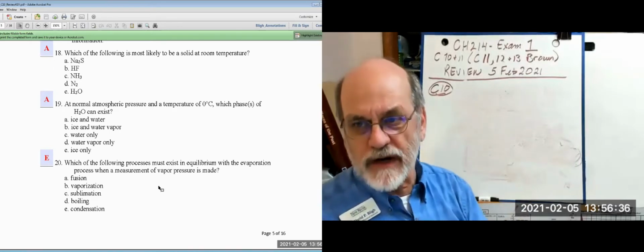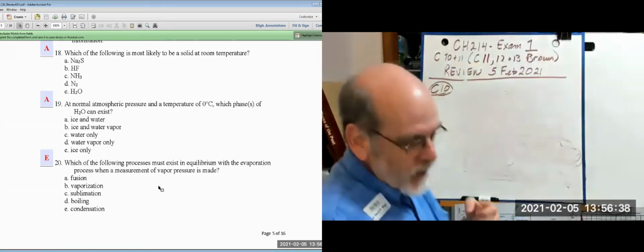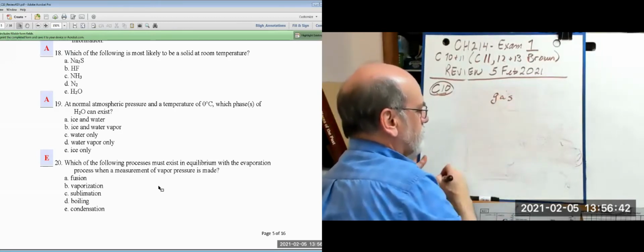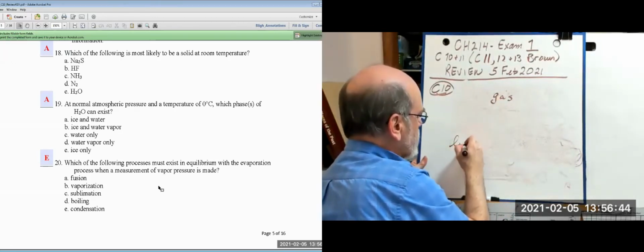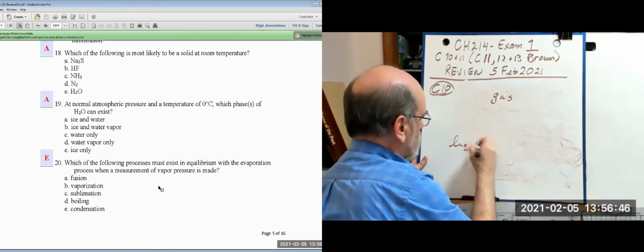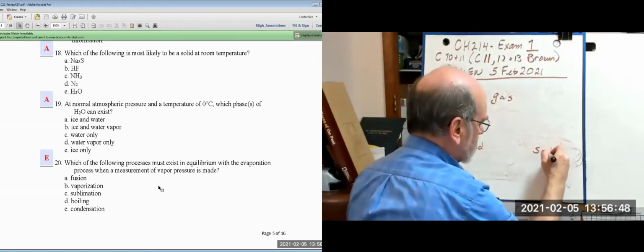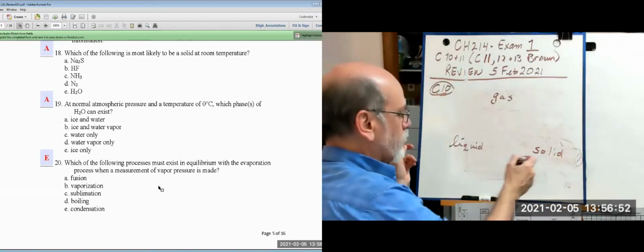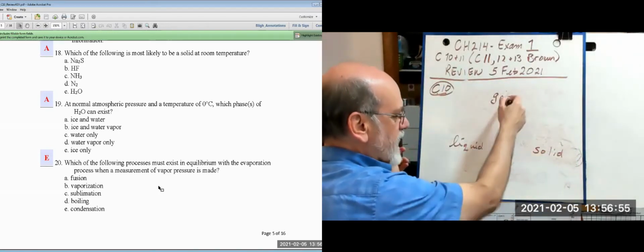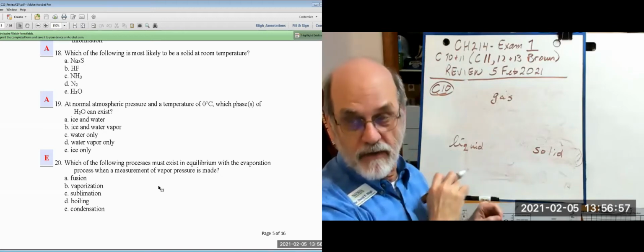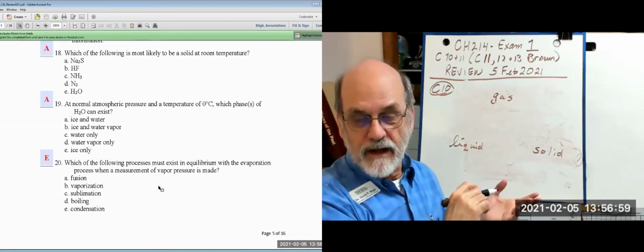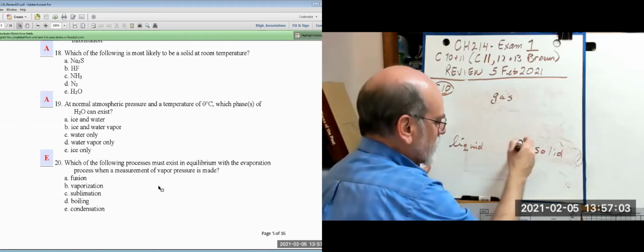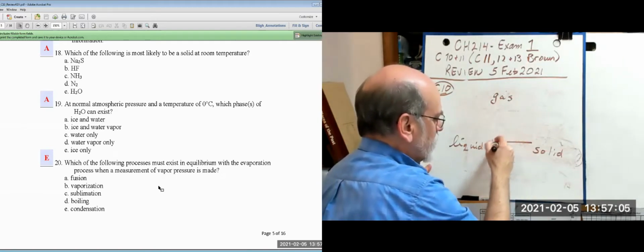Let me say a word about terminology. If we have gas phase here, and we have liquid here, and we have solid here, you could go from solid to liquid to gas. That's one possibility. But there are names for each one of these. So if you go from solid to liquid, that's called melting.